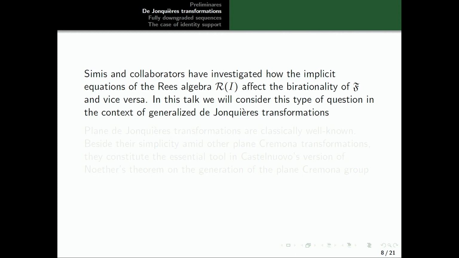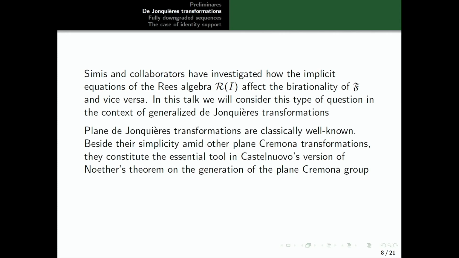Simis and collaborators have investigated how the implicit equations of the Rees algebra affect the birationality of F and vice versa. In this talk, we will consider this type of equation in the context of generalized de Jonquière transformations. Plane de Jonquière transformations are classically well known. Besides their simplicity, as a mid-order plane Cremona transformation, they constitute the essential tool in Castelnuovo's version of Noether's theorem on the generation of the plane Cremona group.